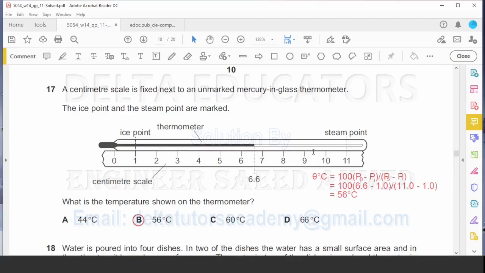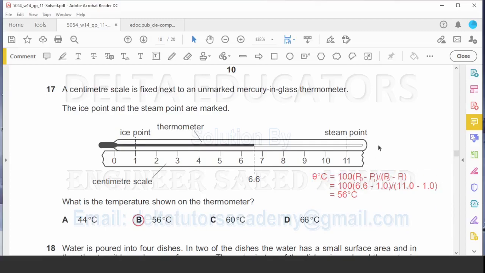Here we have to use the formula theta degree centigrade is equal to 100 times (p theta minus pi) divided by (ps minus pi), where this p theta is the thermometric property at the temperature that we have to find out. This pi is the thermometric property of ice, that is given here 1. ps is the thermometric property of steam, that is given here 11. Pi again is the thermometric property of ice, given here 1.